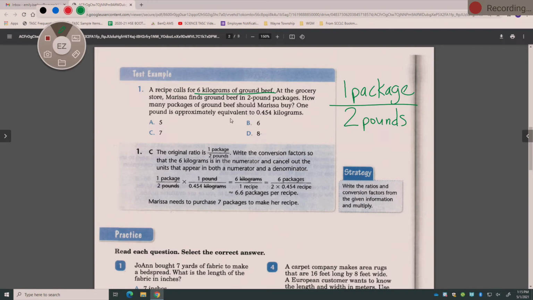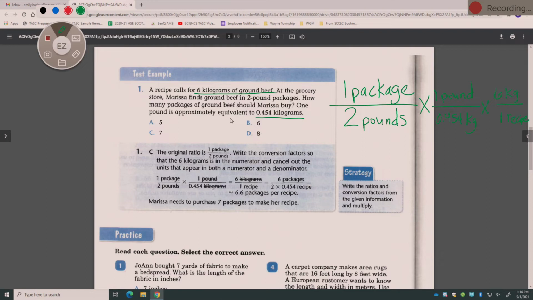So my next grouping, I want to get rid of these pounds. So I have 1 pound, and they tell me that 1 pound equals 0.454 kilograms. Then my next one is how many kilograms are in a recipe. And it is 6 kilograms for 1 recipe.